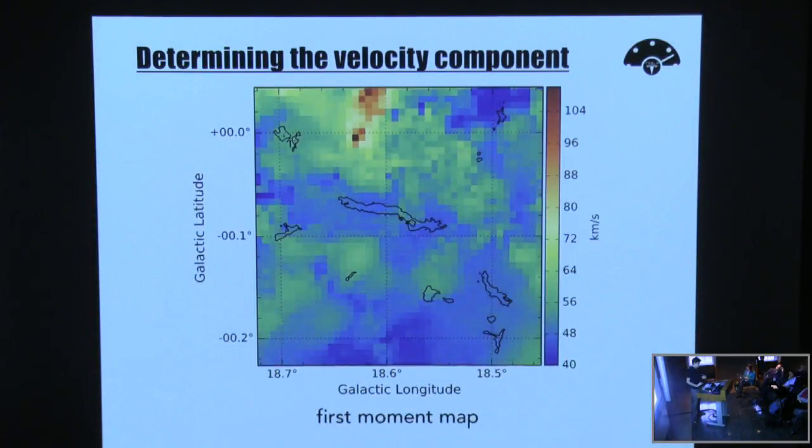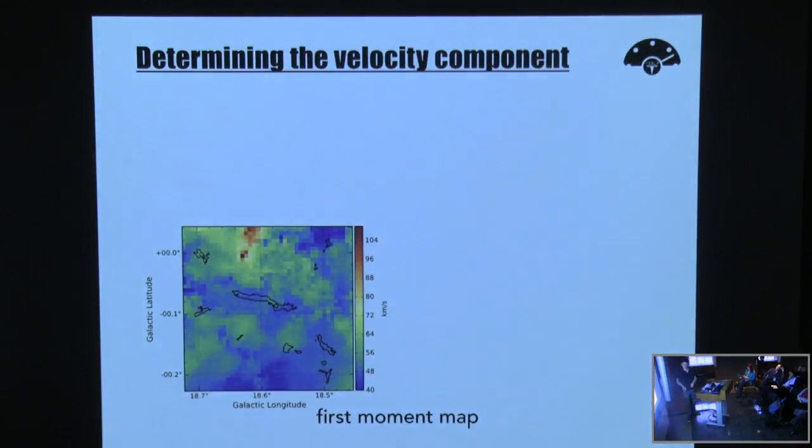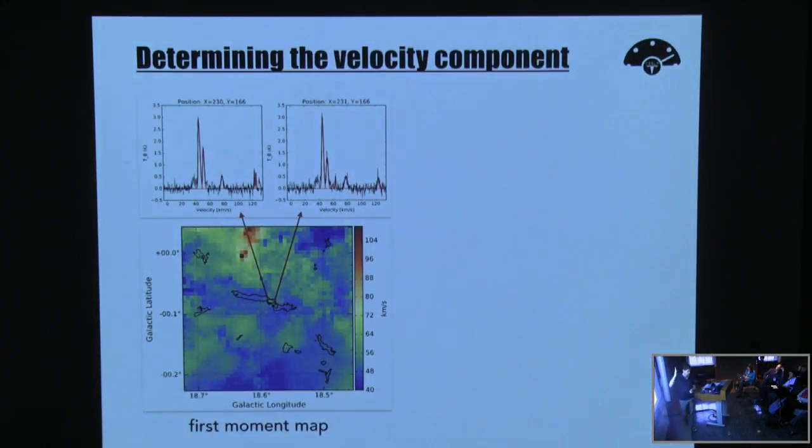And if I overplot those now on the first moment map of our GaussPy decomposition, you get a general gist of what the dominant velocity is for this structure. But of course, it is more complicated than that. If we zoom into individual pixels, more often than not, we have multiple components along the line of sight.